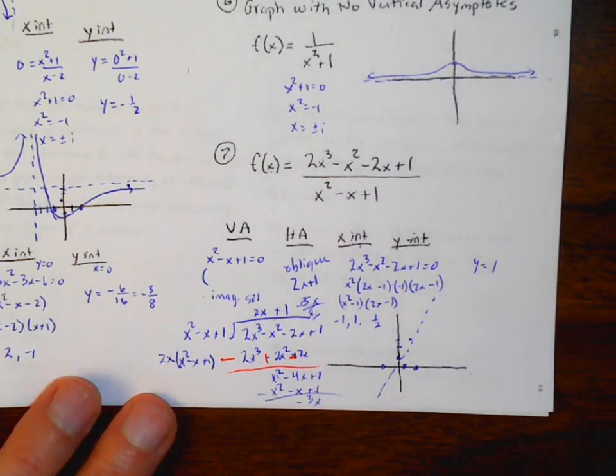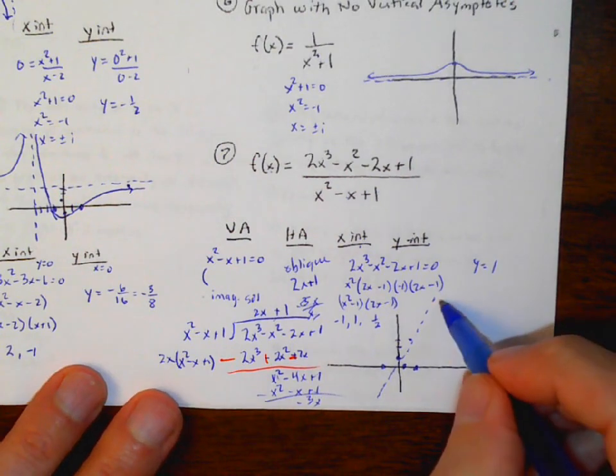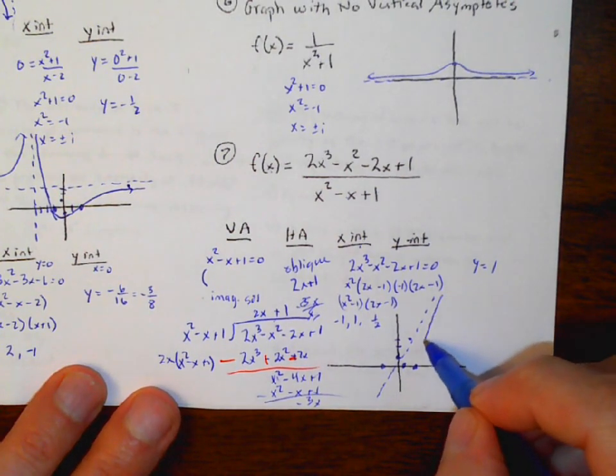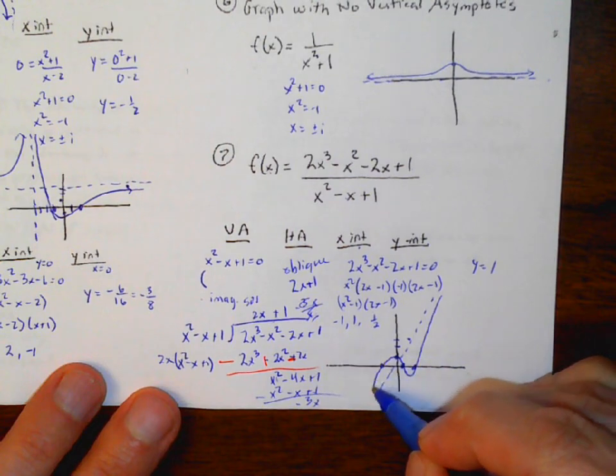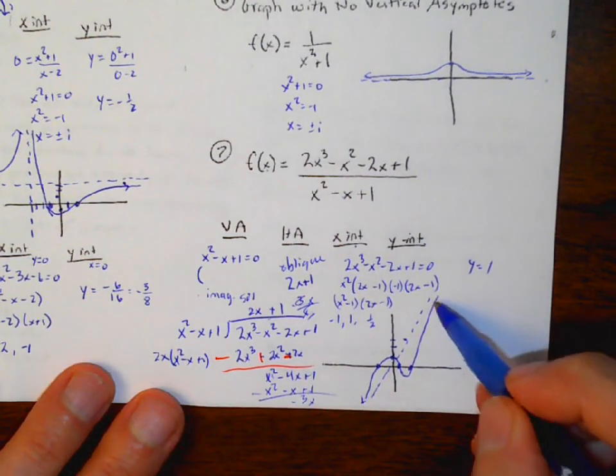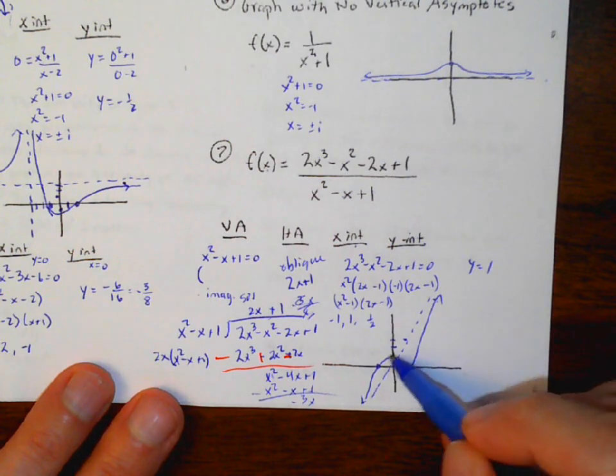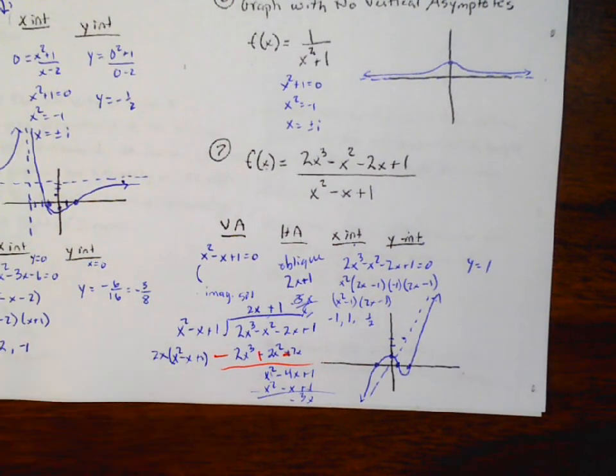Okay, so when you graph this then, it'll look something like this. The end behavior follows the slanted asymptote, and we have all those intercepts and stuff in there.